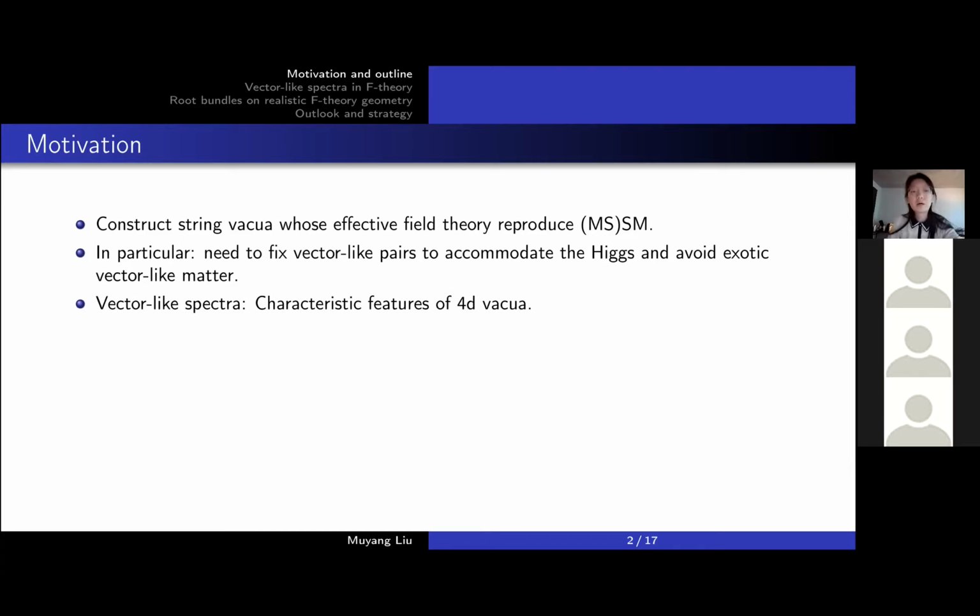Moreover, from a quantum field theory perspective, the vector-like spectra are characteristic features of 4D vacua. So if we understand more about the dependence between the spectra and the moduli space parameters, it will help us to understand more about how certain theories behave under the RG flow also.